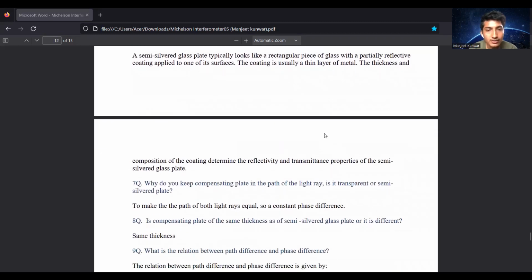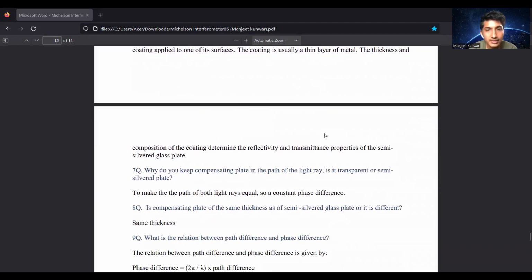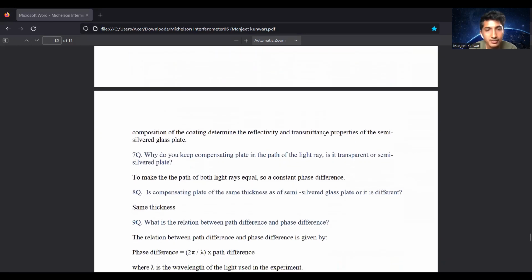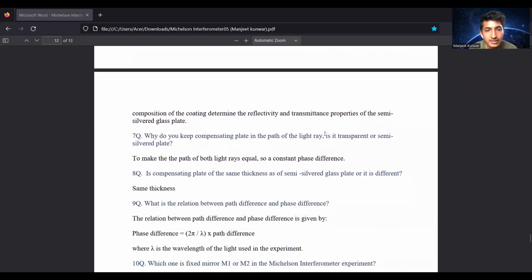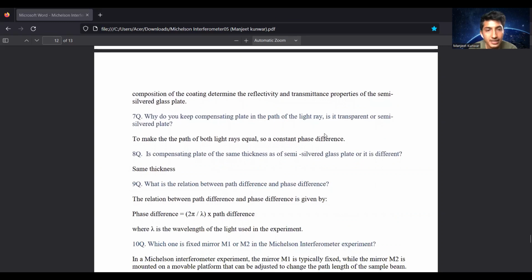Seventh question, why do we keep a compensating plate in the path of the light ray, transparent like the semi-silver plate, to make the path of the light rays equal and the phase difference constant? Eighth question, is the compensating plate of the same thickness as the semi-silver glass plate or is it different? It is the same thickness.